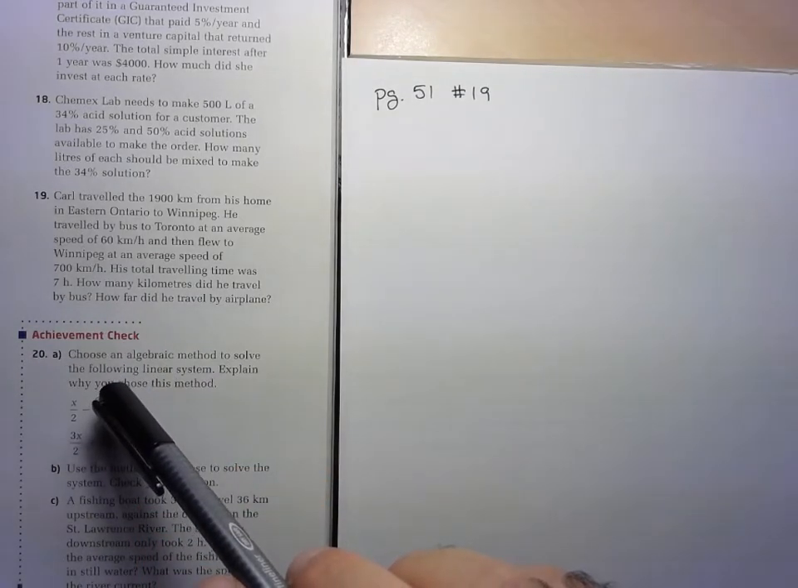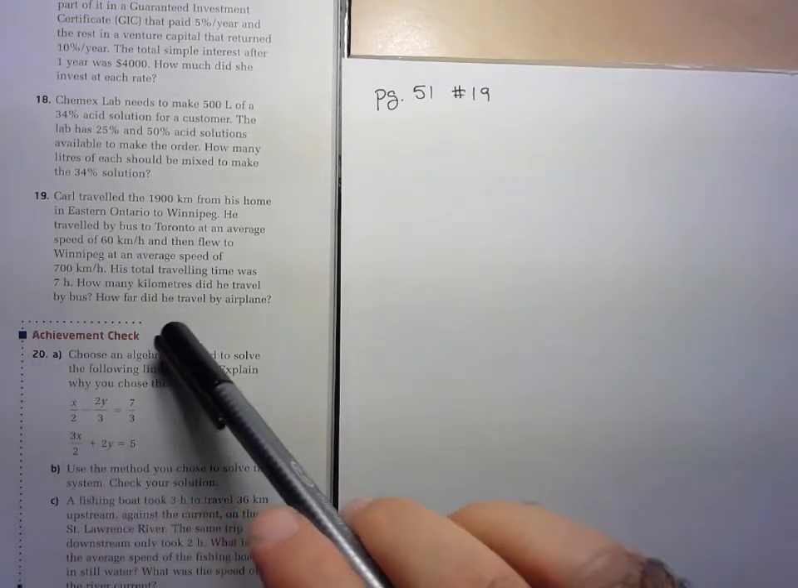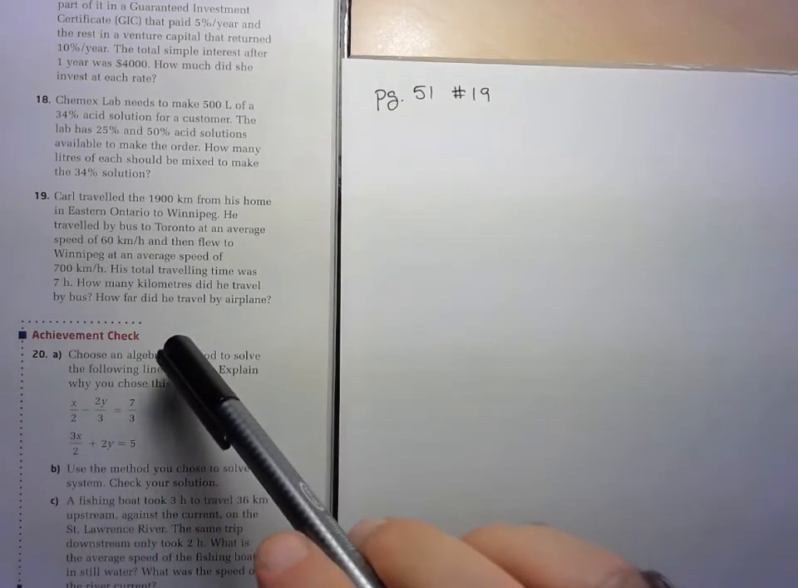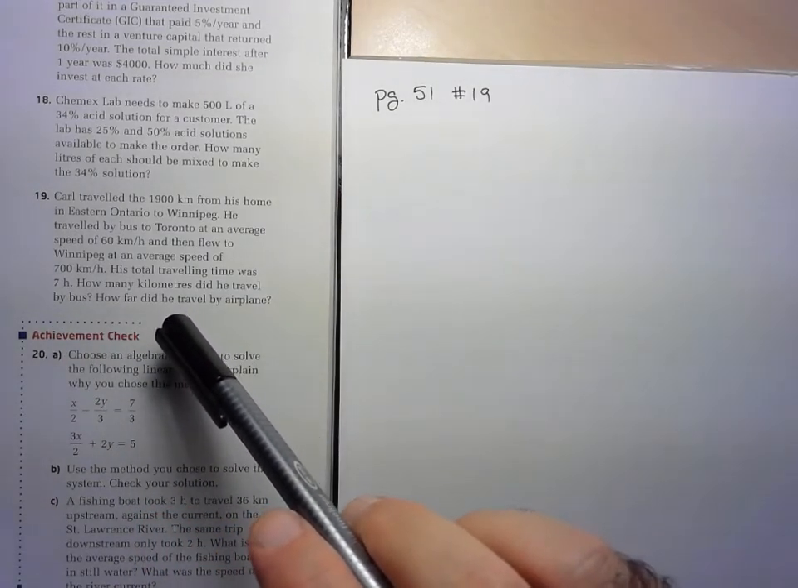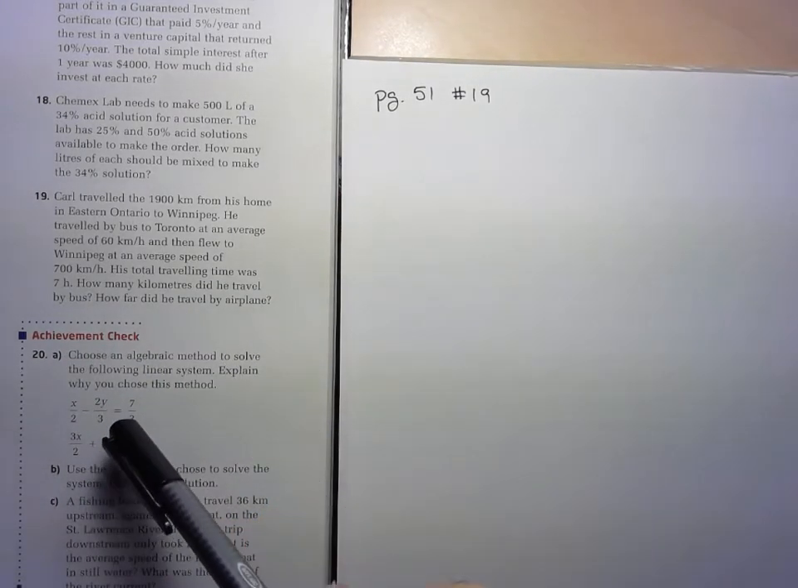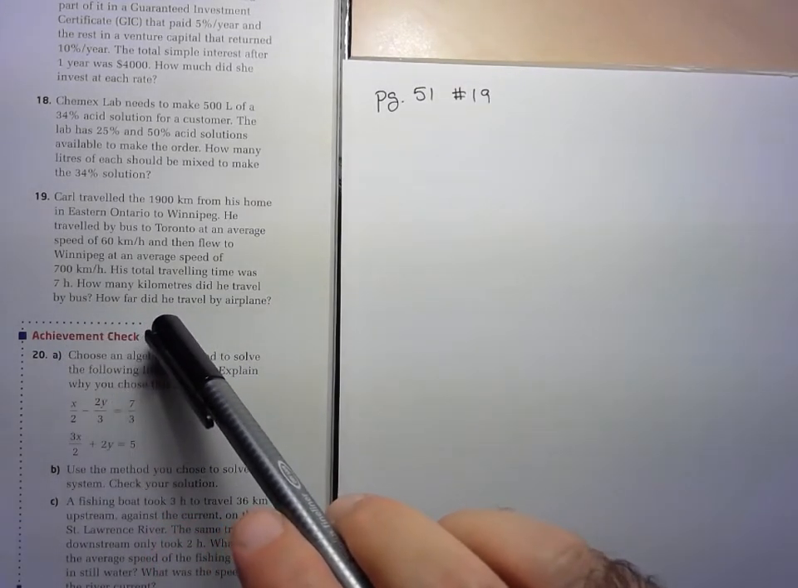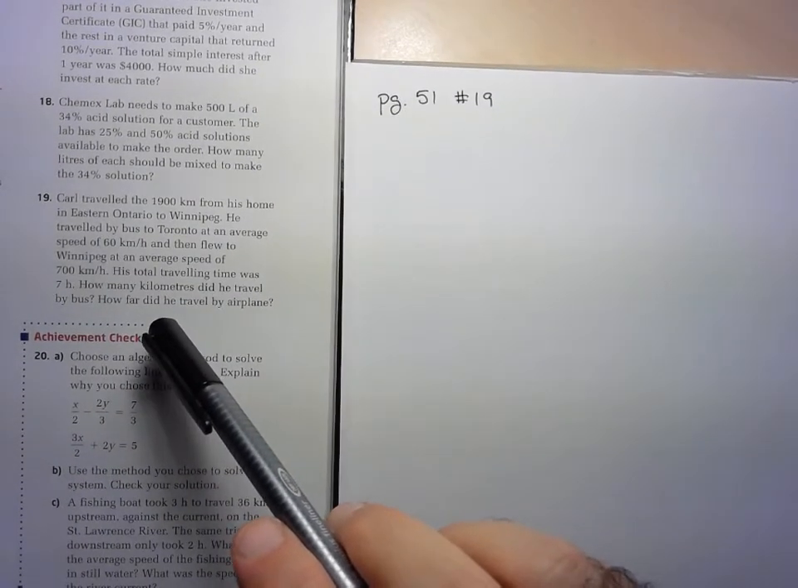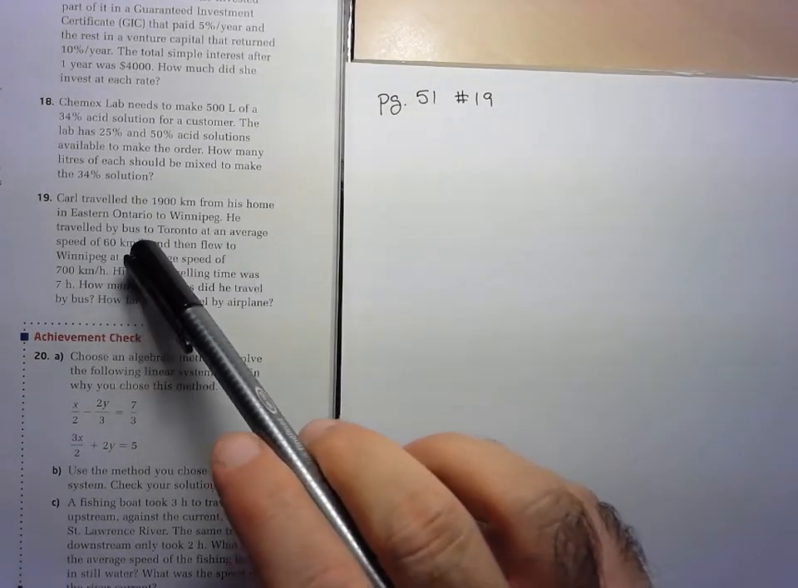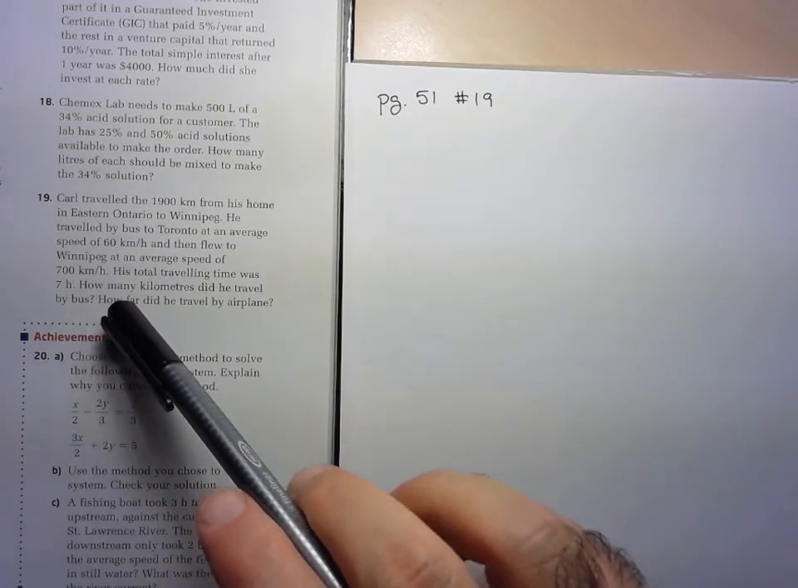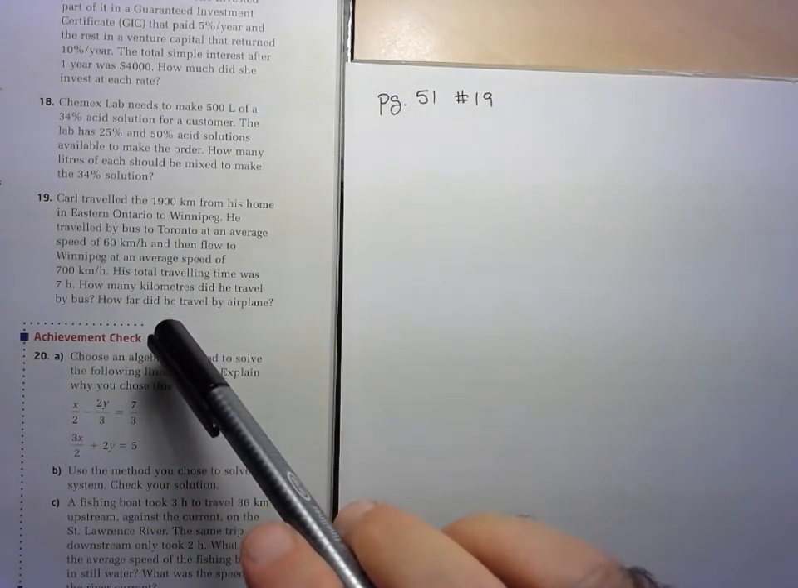So I really want you to focus on this last sentence, because it's usually this last sentence that tells you what your variables should be. It says, how many kilometers did he travel by bus? How far did he travel by airplane? Okay, so while they give us a whole bunch of different types of information, distances, speeds, and times, what we're looking for is something to do with distance.